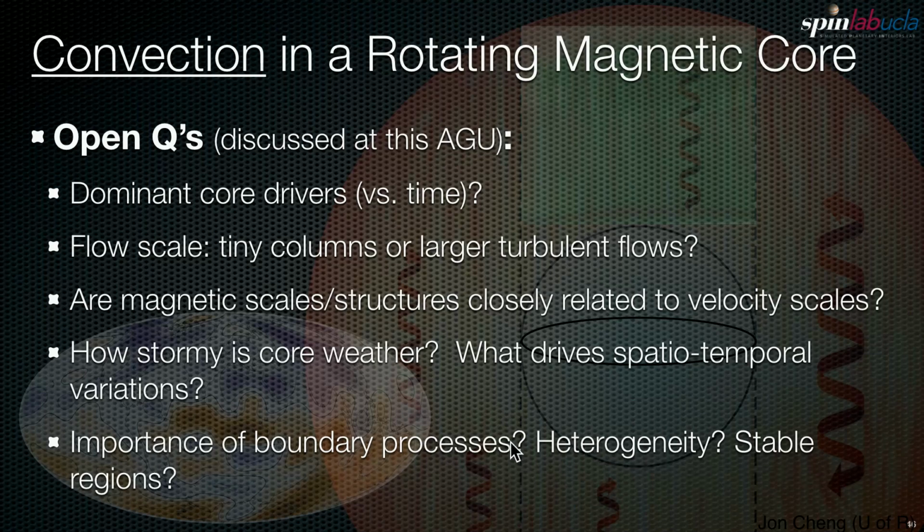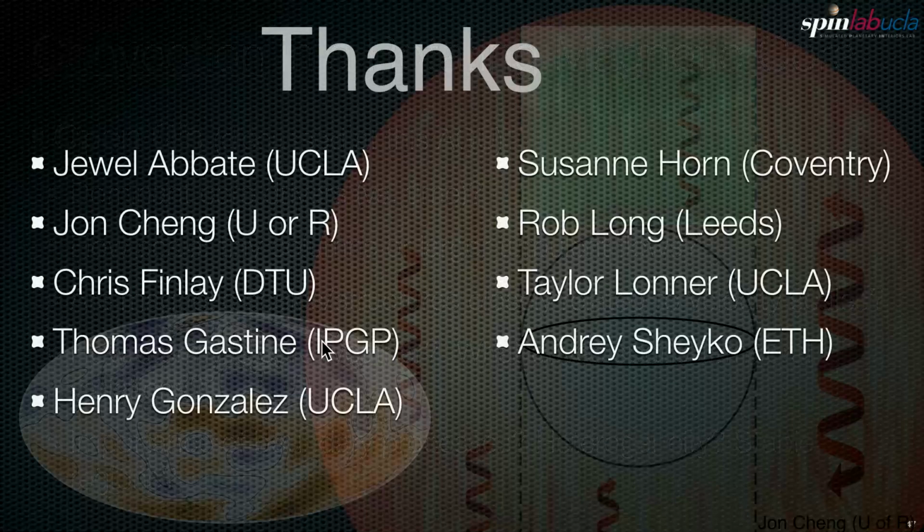And lastly, what is the importance of boundary processes? I had a very simple, clean system, but in Earth's core, there's probably lots of heterogeneity on all the boundaries, and that could actually be what's inducing this possible stormy weather. So, lots of open questions. I've done the simplest thing I could and just explained the fundamental flow that we see in these models.